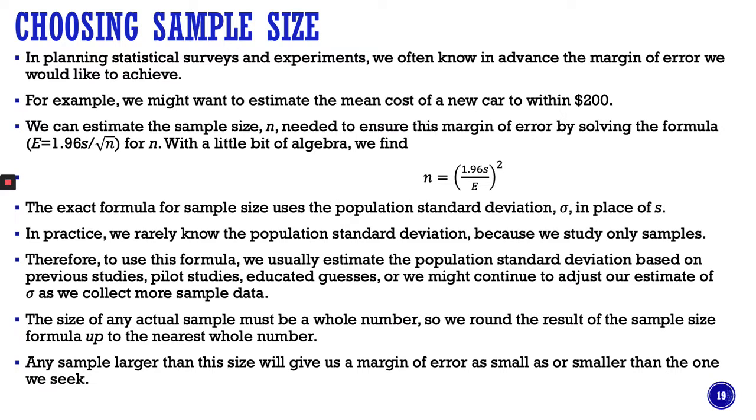The size of any actual sample must be a whole number, so we round the result of the sample size formula up to the nearest whole number. Any sample larger than this size will give us a margin of error as small as or smaller than the one we seek.